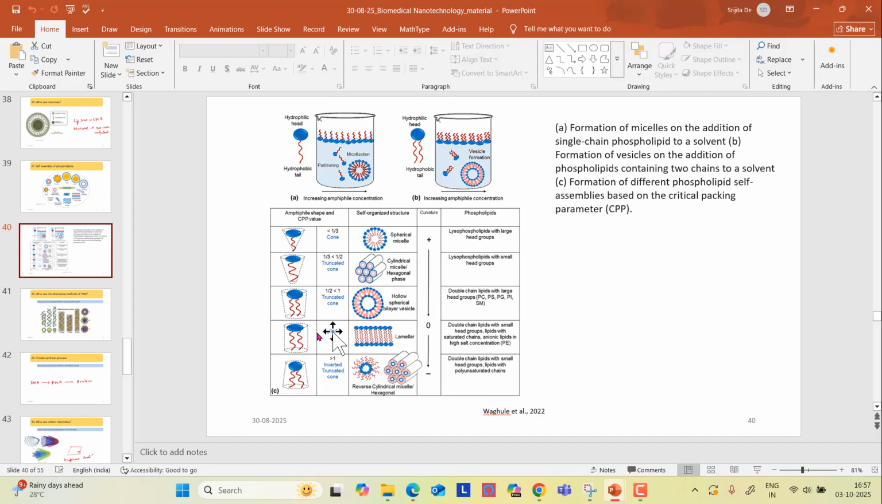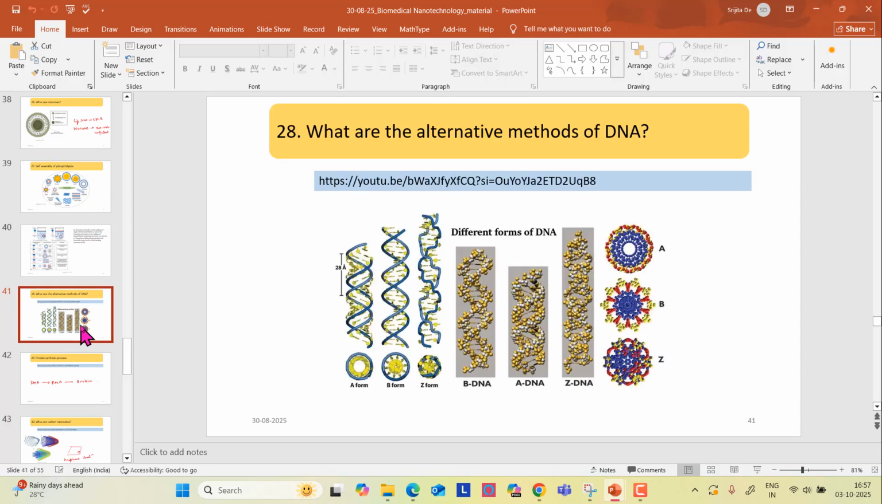So how these sizes depend on the formation of different types of self-organized structures, and all these structures are self-organized. So they are not forcefully synthesized. They are self-organized or self-assembled. So depending on the size of this hydrophilic head and hydrophobic tail, different types of self-assembled structures are formed, which are used in different applications. Okay. So this part is very important.